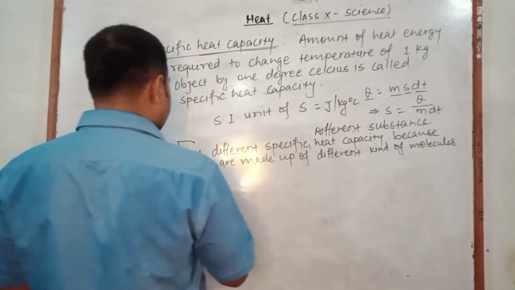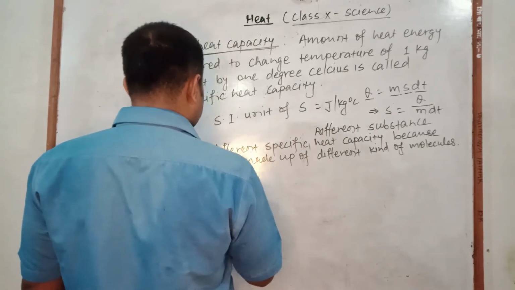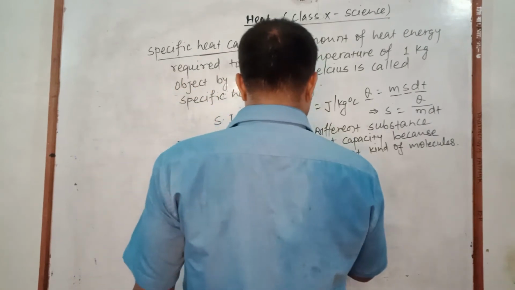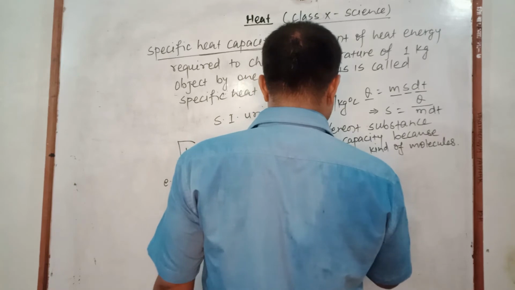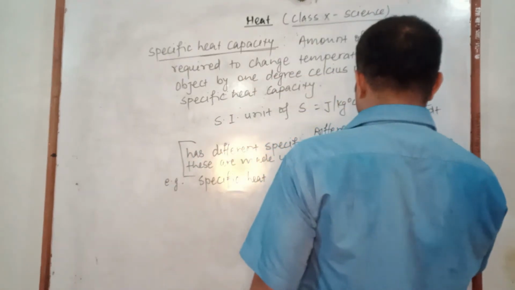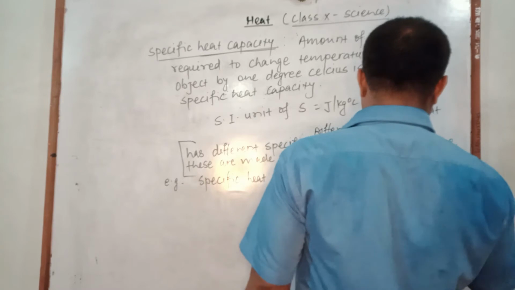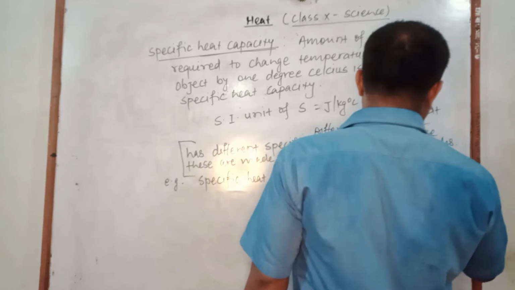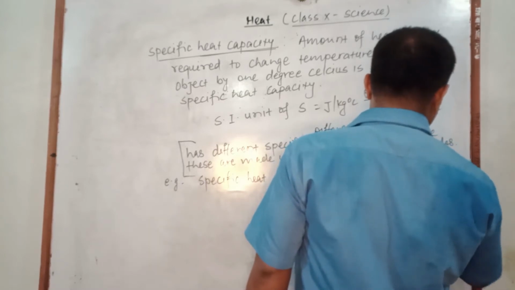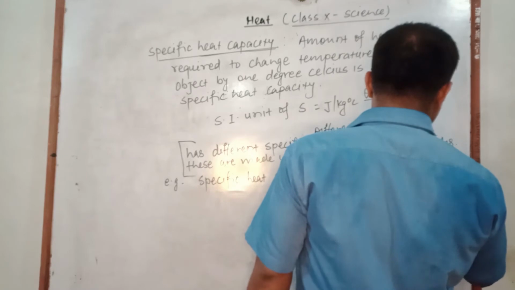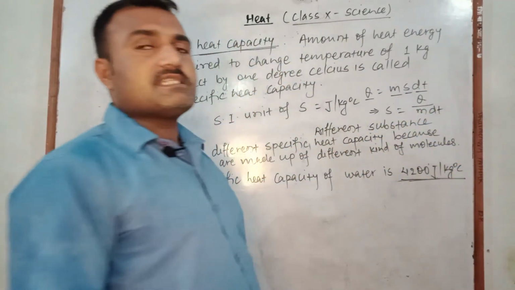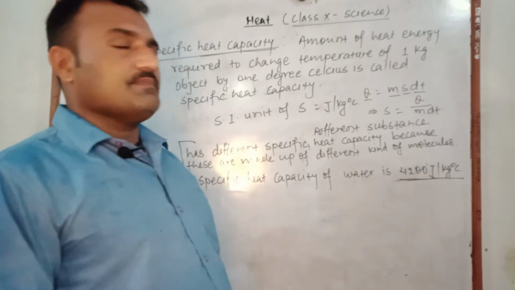As for example, the specific heat capacity of water is 4200 joule per kg degree Celsius. That is, water has the highest specific heat capacity.